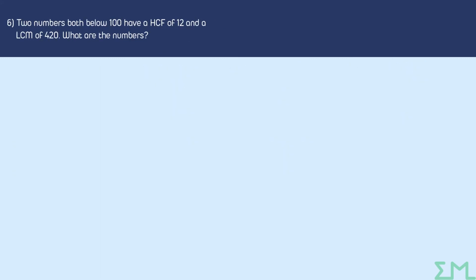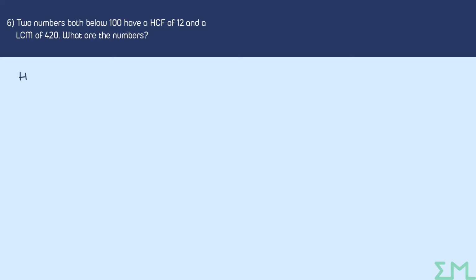This question is more of a problem-solving question, where we're going to have to work backwards. We have been told that two numbers, both below 100, have got a particular HCF and an LCM. Because we've been working with prime factorizations to work out our HCF and LCM, we should use the prime factorizations to help us with this question.